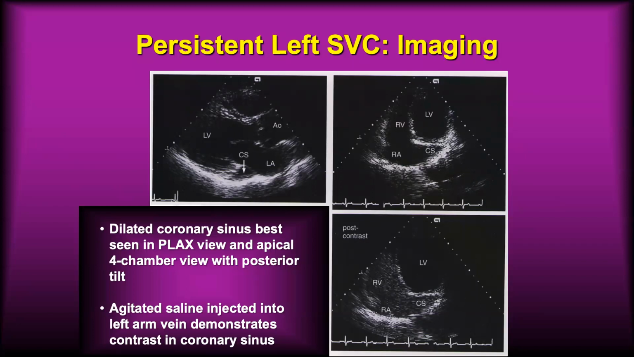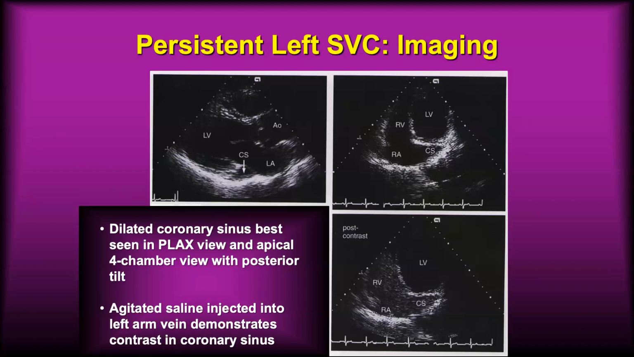All right. There's the coronary sinus. It is not a coronary artery. Do not be fooled. There's the coronary sinus right there in the groove, the atrioventricular sulcus. It looks big. Now, if you want to see it in the apical 4-chamber view, you tilt the transducer posteriorly. It looks kind of big opening into the right atrium there.